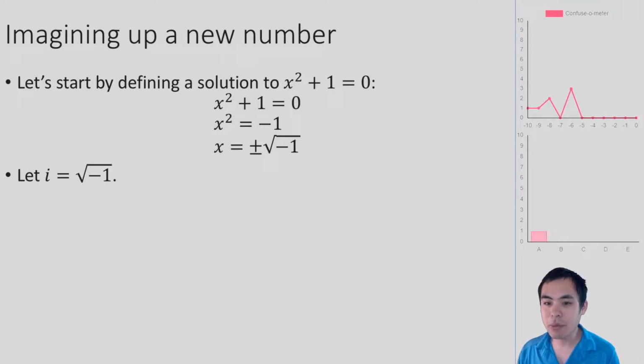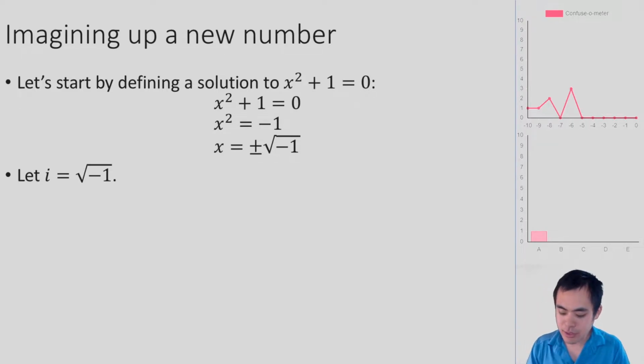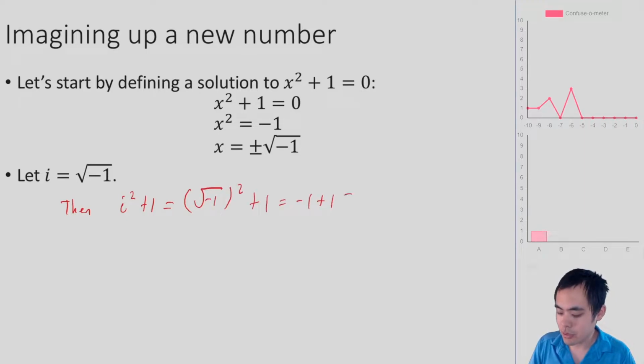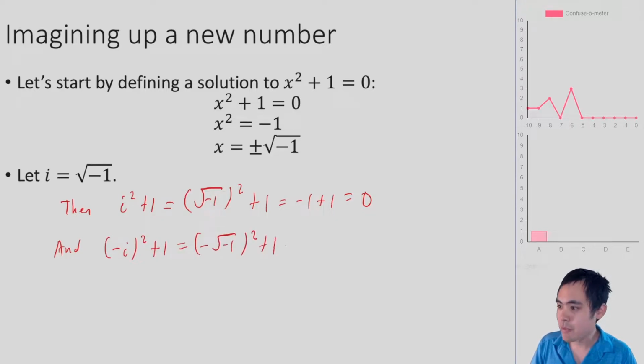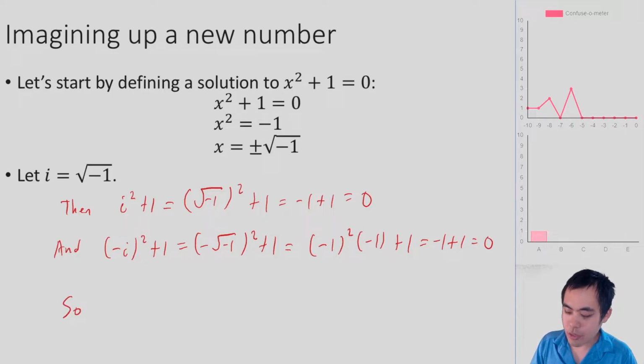Well, this has a couple nice new properties, but the most important is, when we plug it in, i squared plus 1 is equal to the square root of minus 1 squared plus 1, which is equal to minus 1 plus 1, which is equal to 0. So we're happy. And you might also notice that minus i also works. Minus i squared plus 1 is equal to minus the square root of minus 1, squared, plus 1, which is minus 1 squared times minus 1 plus 1, equal to minus 1 plus 1, equal to 0. So now we have plus or minus i are solutions to x squared plus 1 is equal to 0.